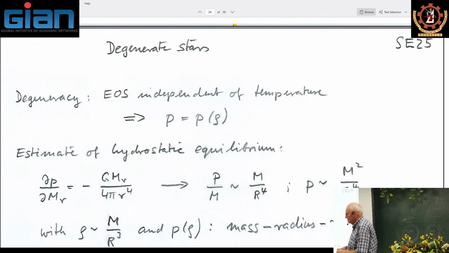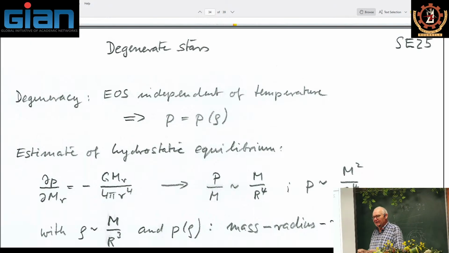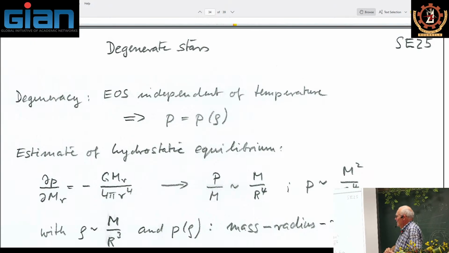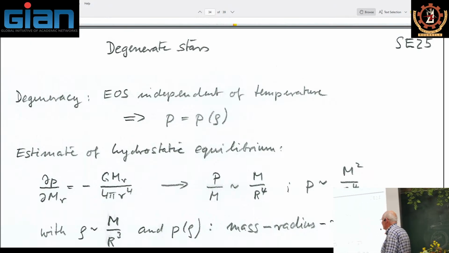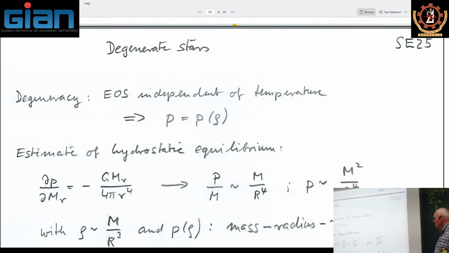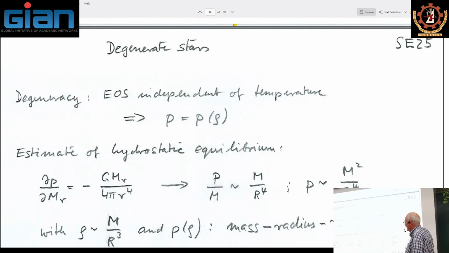Now we've seen stellar evolution usually ends up with a degenerate star. Either the core of the star is degenerate or the entire star will be degenerate. That means the equation of state, this is one expression of degeneracy, no longer depends on temperature, and we have a direct pressure density relation. Okay, once we have a pressure density relation, what does it mean?